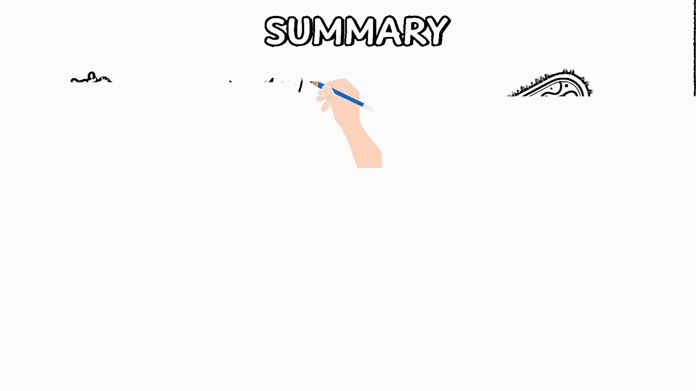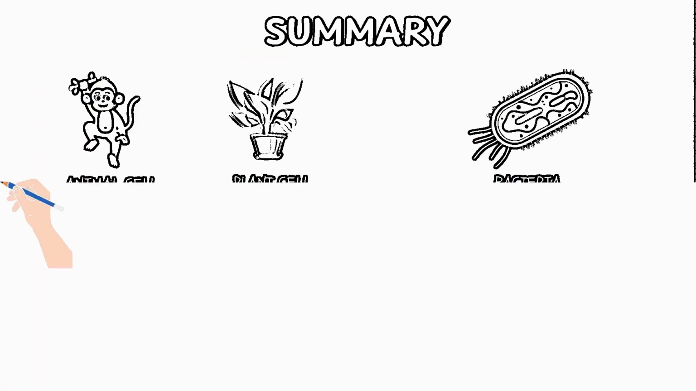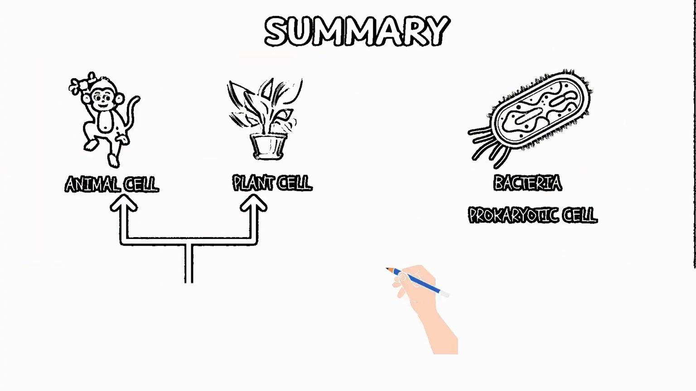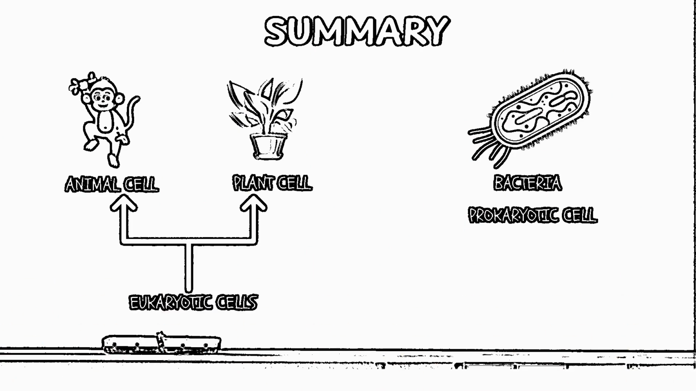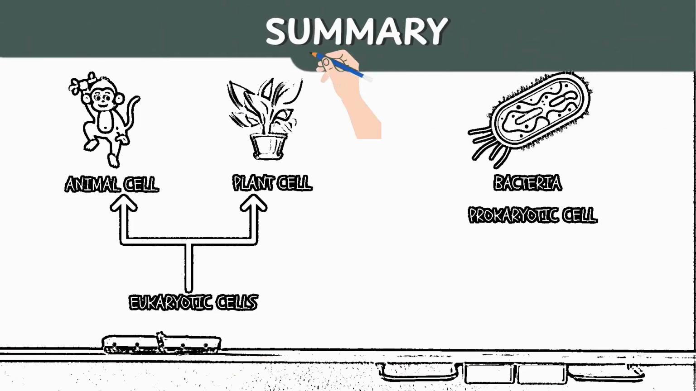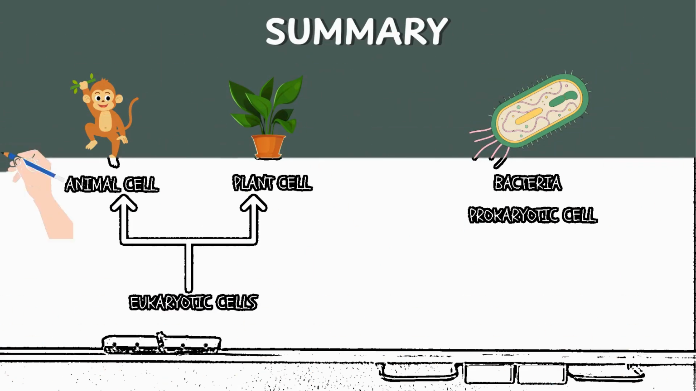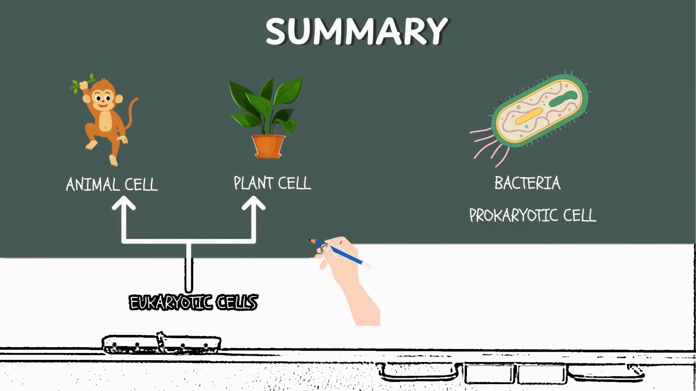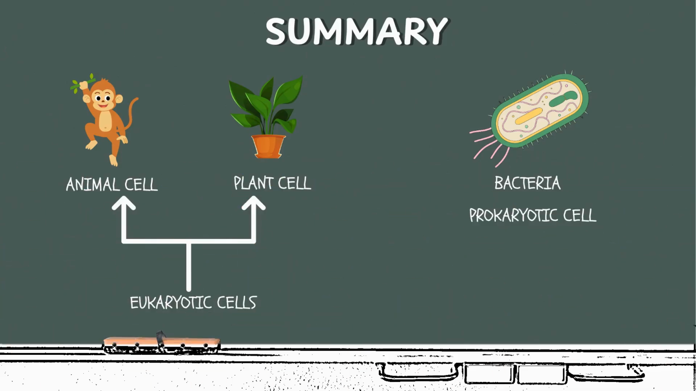As we learned in the previous lecture, both animal cells and plant cells are eukaryotic cells and are different from prokaryotic cells such as bacteria. Although both animal and plant cells are eukaryotic, they are strikingly different in terms of structure.